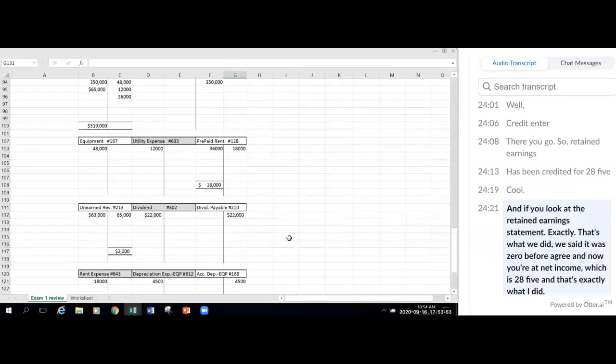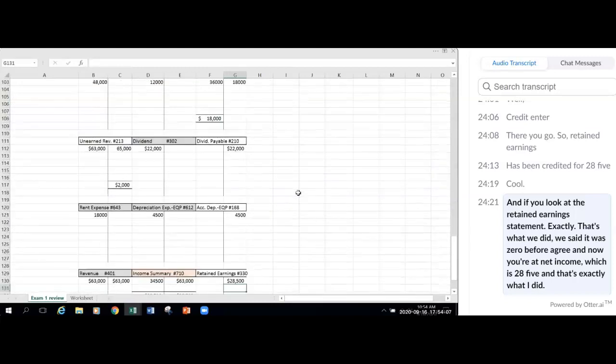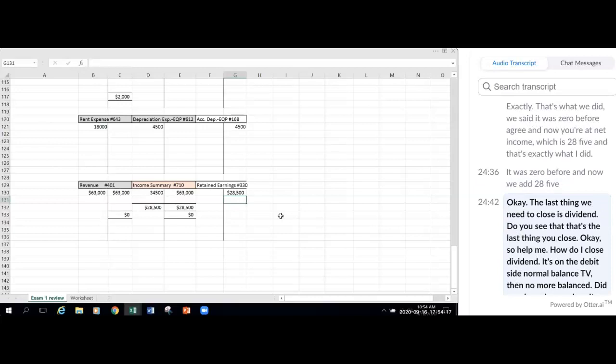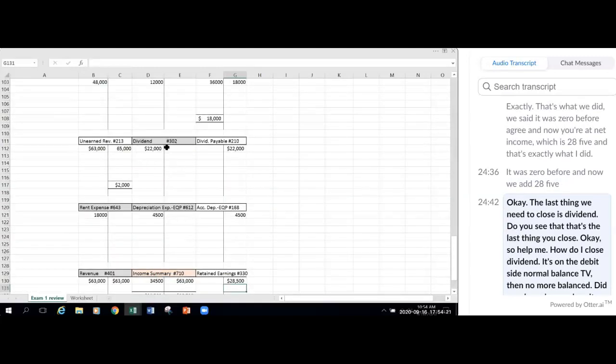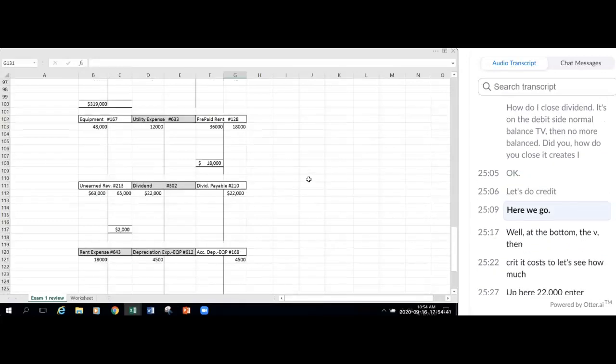Cool. And if you look at the retained earnings statement, that's exactly what we did. It was 0 before, agree? And now you add net income, which is 28.5. That's exactly what I did. The last thing we need to close is dividend. That's the last thing you close. So help me. How do I close dividend? It's on the debit side. Normal balance, dividend, debit. How do you close it? Credit side. Okay. Let's do credit. Here we go.